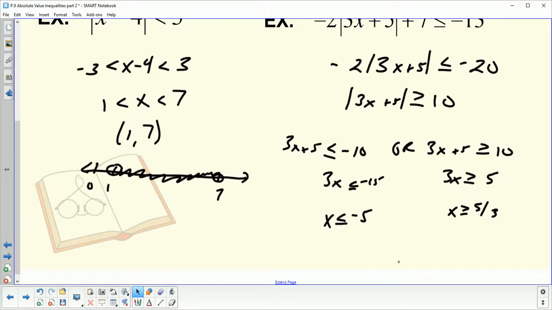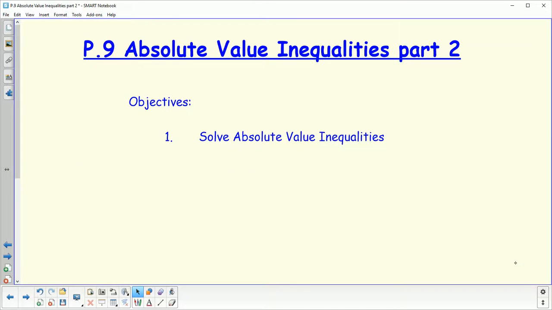Okay, same idea. We could then graph our lines. We'd have a closed circle at negative 5 shaded to the left. We'd have a closed circle also at 5 over 3, which is 1 2/3 or 1.67, and we shade to the right.